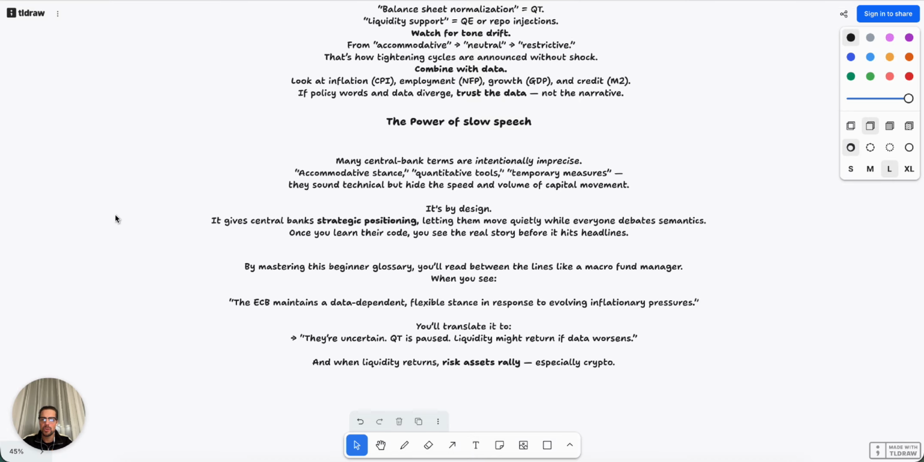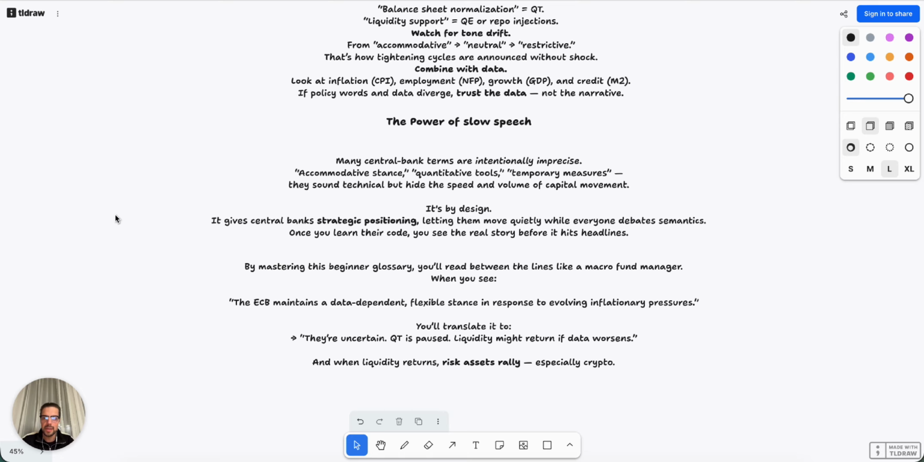Many central bank terms are intentionally imprecise. Accommodative stance, quantitative tools, temporary measures. They sound technical, but they actually hide the speed and volume of capital movement. It is by design. It gives central banks strategic positioning, letting them move quietly while everyone debates semantics. So once you learn their code, you see the real story before it hits the headlines. By mastering this very simple beginner glossary and dictionary, you will read between the lines like a macro fund manager, so to speak.